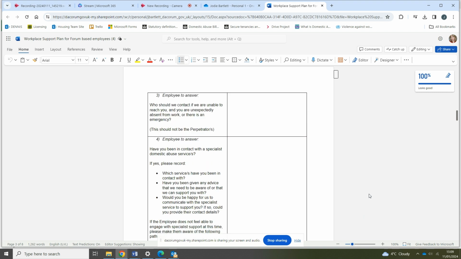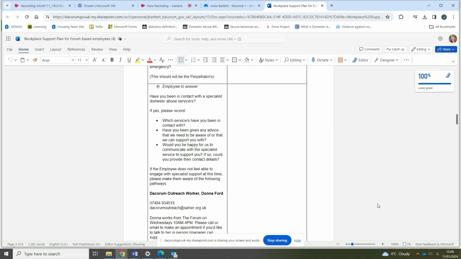We also then move on to considering where the employee is at this time, and it's really important to remember here that for some people, this may be the first conversation that they have had about domestic abuse, or about even recognising that what they're going through may be domestic abuse.